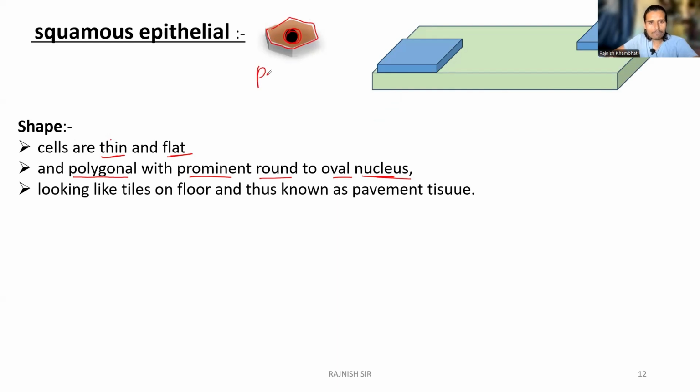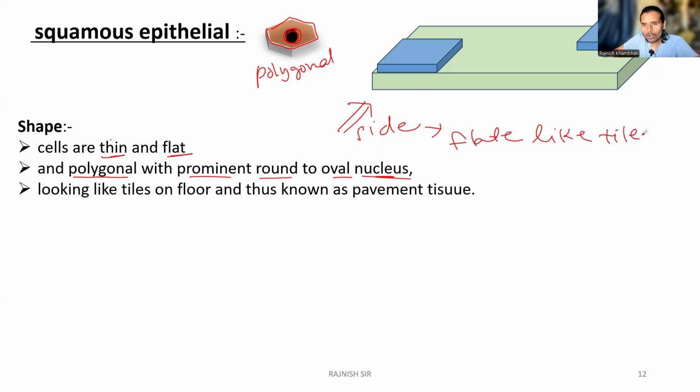It looks polygonal when I look from above. But when I look from the side angle, what I can see is the cells are looking flat. Okay, when I look from the side, I can see the cells are flat, flat like tiles on the floor. And in the center, they have an oval to round nucleus.